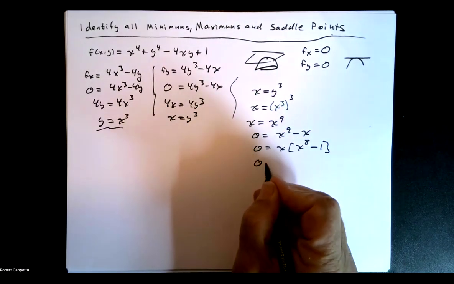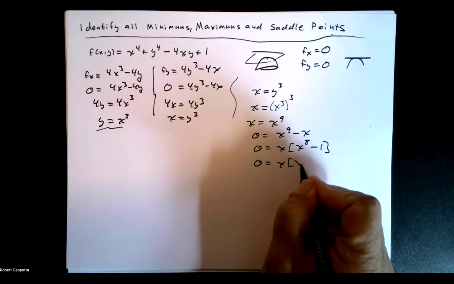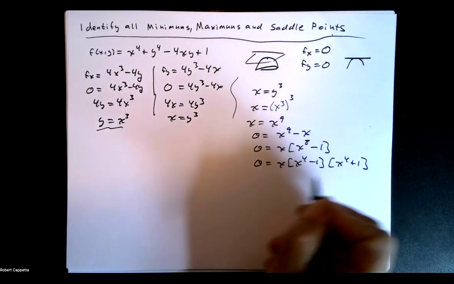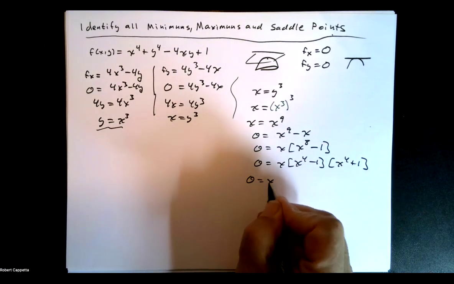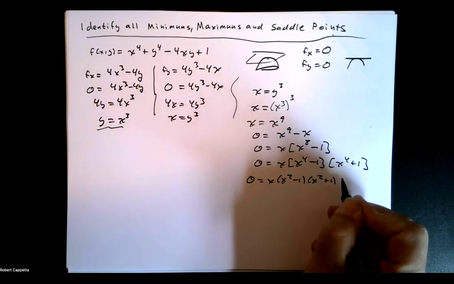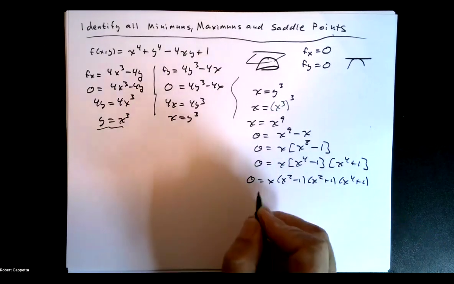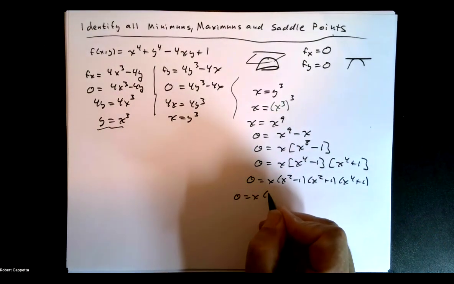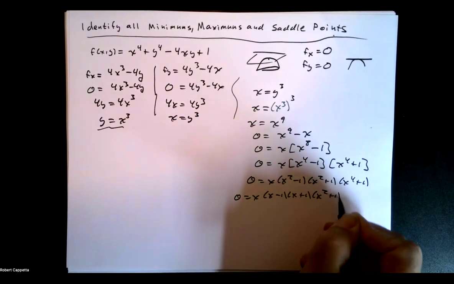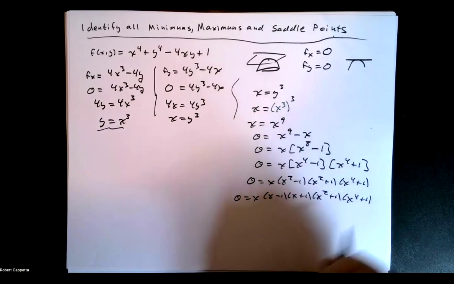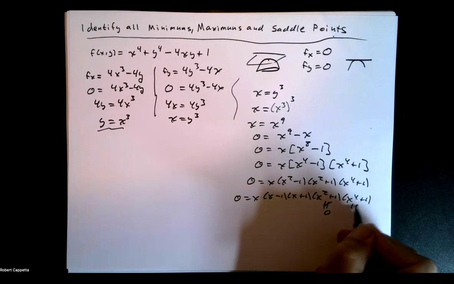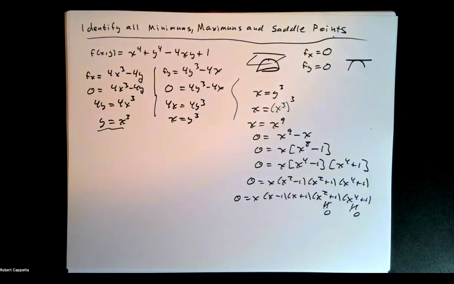And then we've got some factoring to do. 0 equals x times x to the fourth minus 1 times x to the fourth plus 1. 0 equals x times x squared minus 1, x squared plus 1, x to the fourth plus 1. 0 equals x minus 1, x plus 1, x squared plus 1, x to the fourth plus 1. So x squared plus 1 is never equal to 0. x to the fourth plus 1 is never equal to 0 in the real world.